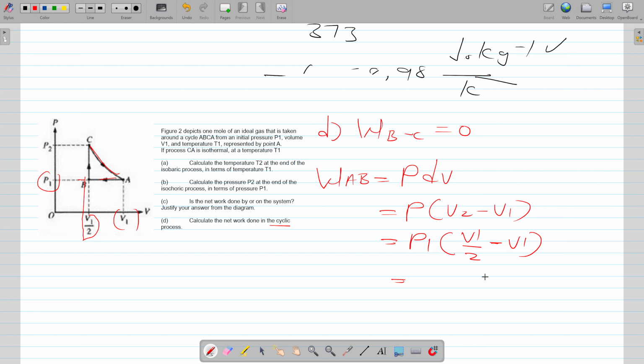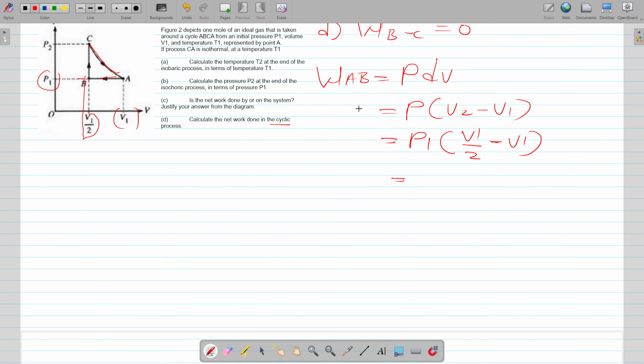And then all we need to do from here is do some maths to get our final value. So I'm just going to multiply out to get P1V1 divided by 2 minus P1V1. When we multiply this by this, we get this. And we multiply this by this again, we get this, right?